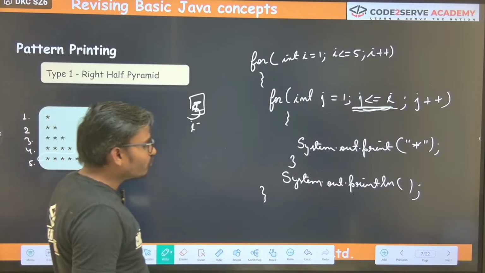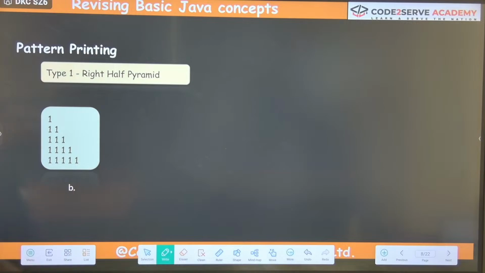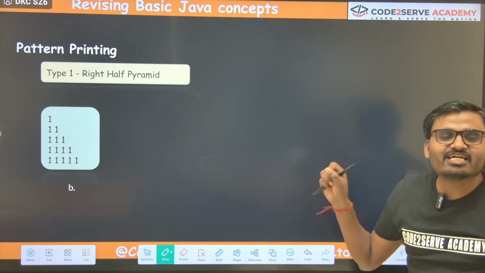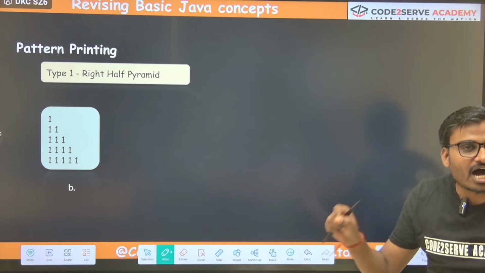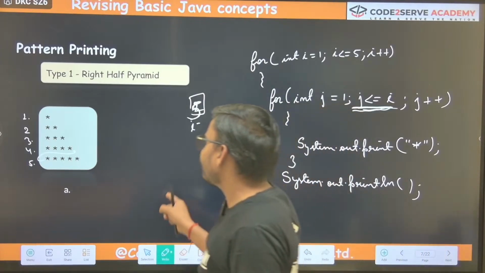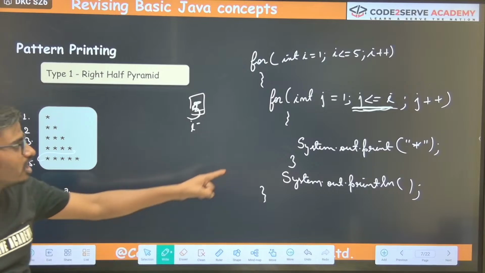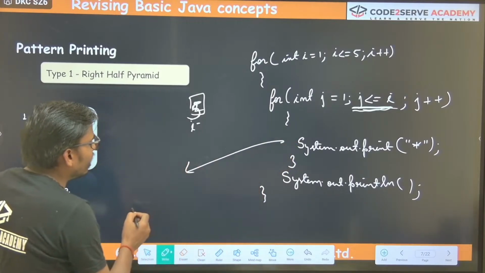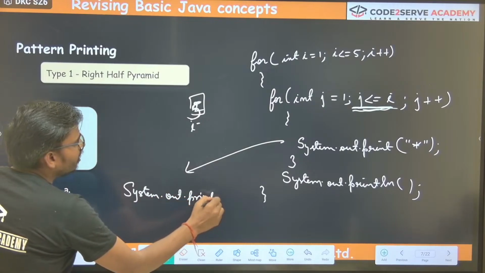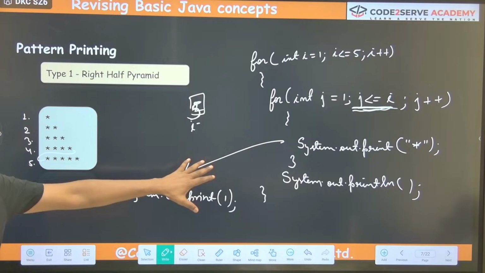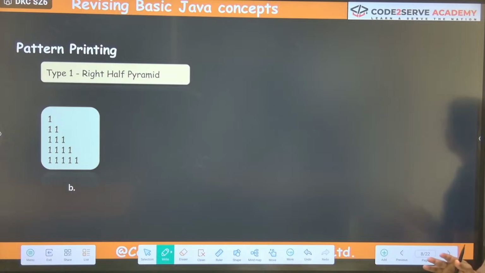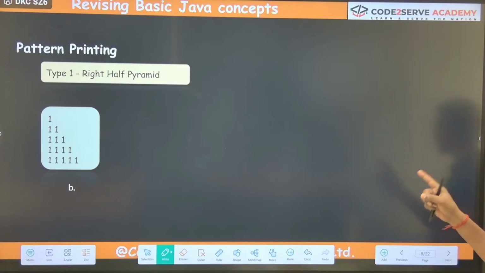Okay, now let us move towards the next question. Now you see over here, it is pretty similar to the last problem that we had. Only the condition is changing: instead of star, here there is 1. So what will you do? The same program that you have written, nothing will change. Only this line will change into System.out.print, and you will pass 1. Remaining everything will be the same for this question. All right, very easy. You have to write it on your own.